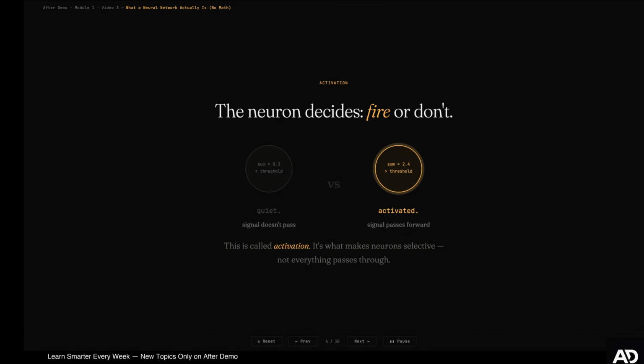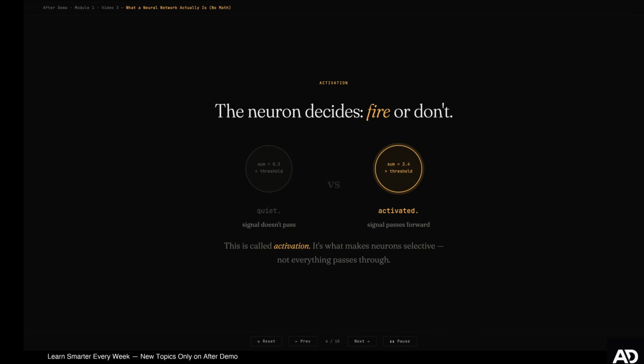That decision, fire or not, is called activation. If the sum is high enough, the neuron activates and passes a signal forward. If not, it stays quiet. That's the entire job of one neuron. Multiply, sum, activate. Multiply, sum, activate. Everything else in deep learning is just doing the same operation millions of times.